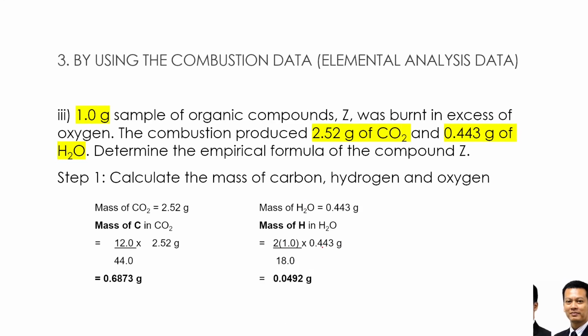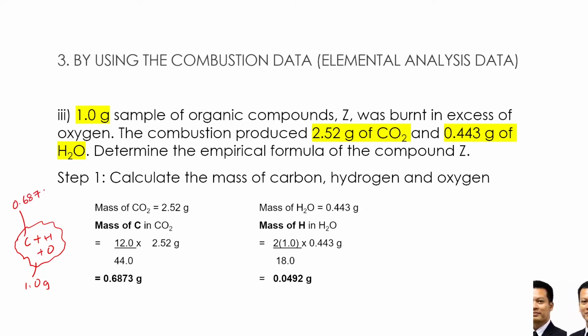And you will get 0.0492 gram. Remember again, we have the sample. The sample here is 1.0 gram, right? And inside here you have carbon, hydrogen, and oxygen. So you already know the amount of carbon that you calculated is 0.6873 gram, and hydrogen here is 0.0492 gram. So what is the mass for oxygen?